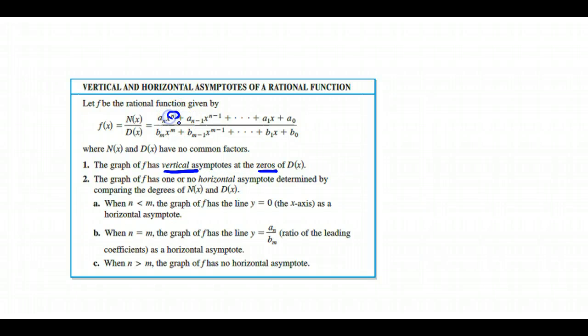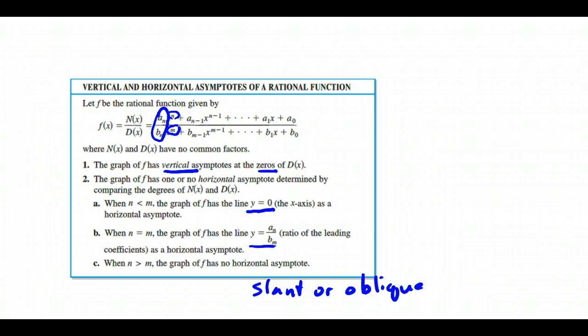So you're going to look at the degree of the numerator and compare it to the degree of the denominator. If the numerator degree is less than the denominator degree, then you've got a horizontal asymptote on the x-axis. If they're equal to each other, then it's equal to the ratio of those lead coefficients. Okay? And if the numerator is greater than the denominator, you have no horizontal asymptote. You have what we call a slant or oblique asymptote.